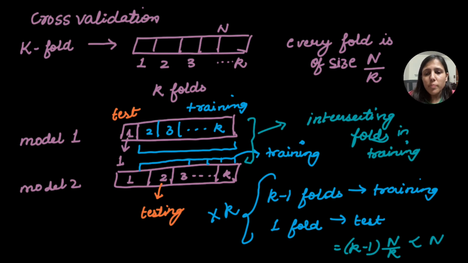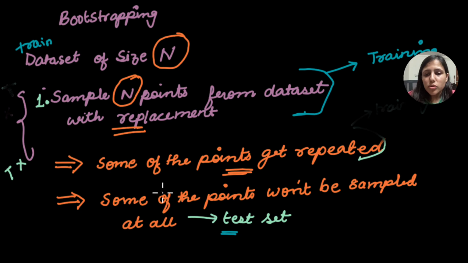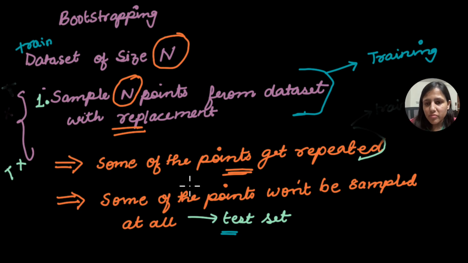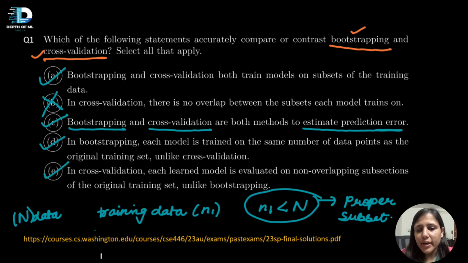So the models are evaluated on non-intersecting test sets, while in bootstrapping, the points that are left in one iteration are used as a test set. Whenever we sample next time, it can happen that some of the data points that were left last time are in the test set again. So there is no strict condition here. This statement is also correct.